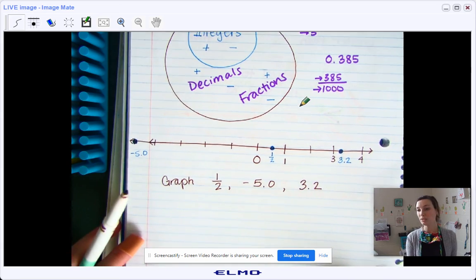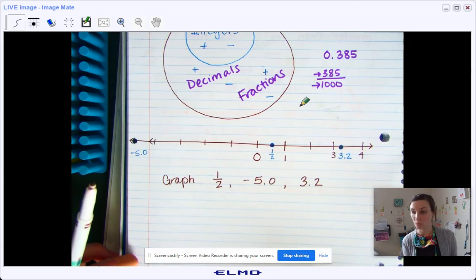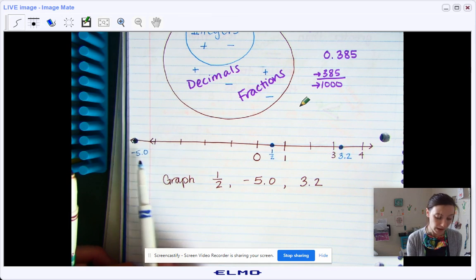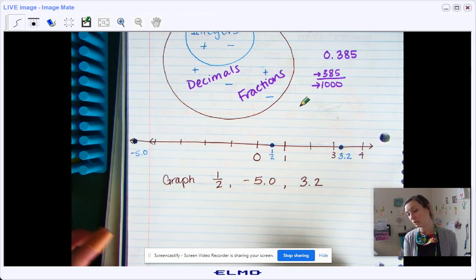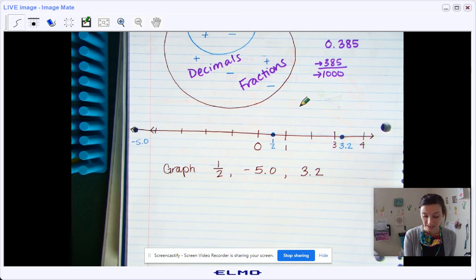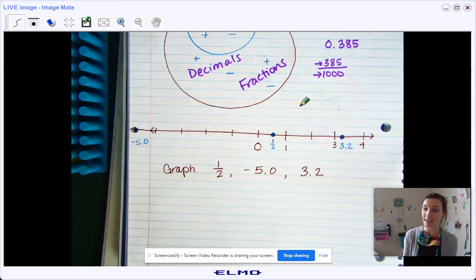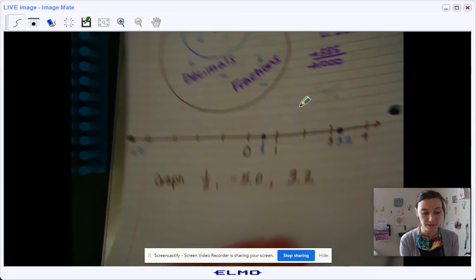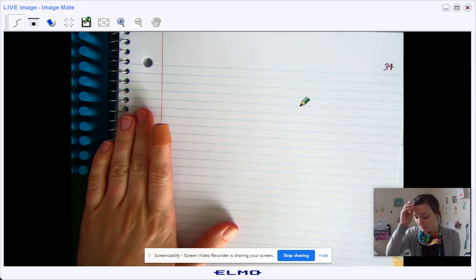Okay, so in terms of ordering them from least to greatest, we're once again looking at least is the farthest to the left. So ordered from least to greatest would be -5, 1/2, 3.2. That seems very simple, and in some ways it is, because you're just taking what you already know from integers and you're applying it now into decimals. But ordering fractions can be hard enough without throwing in negatives. So let me give you an example of this.